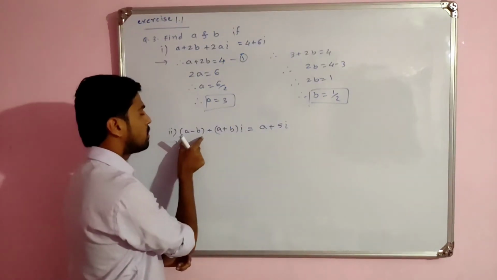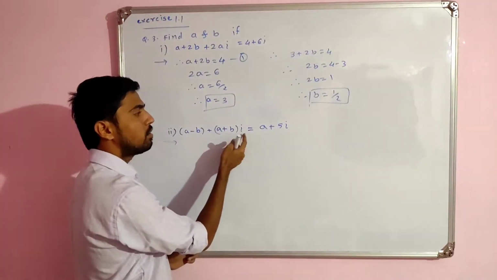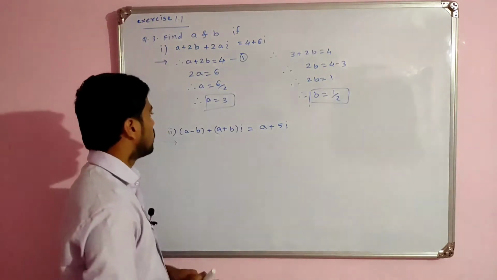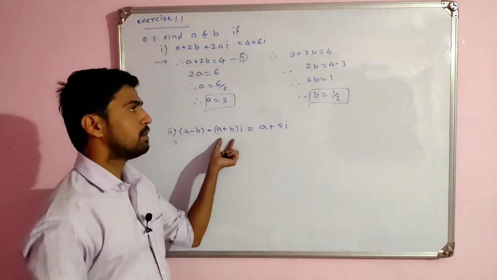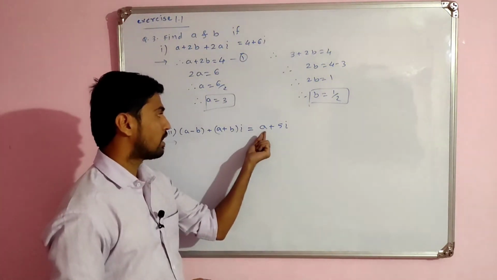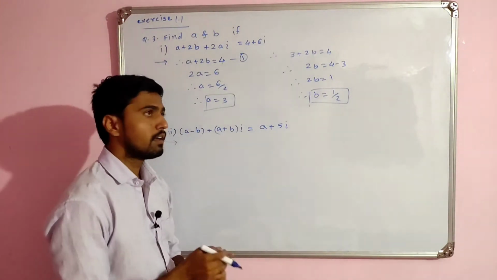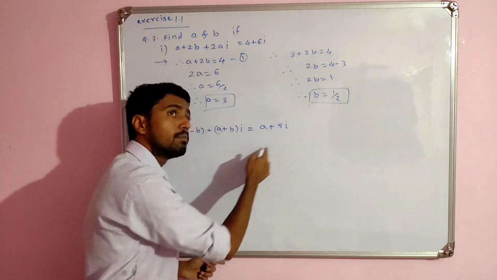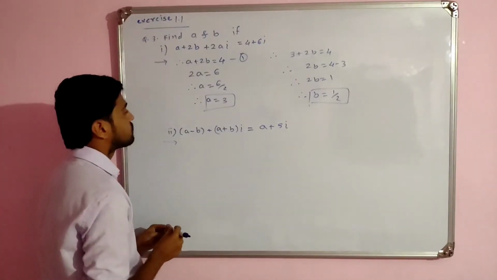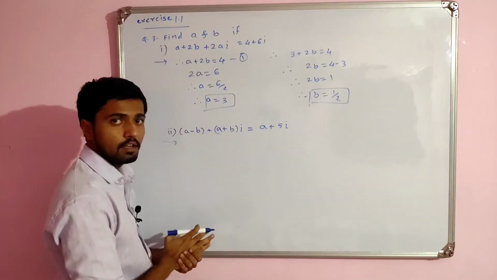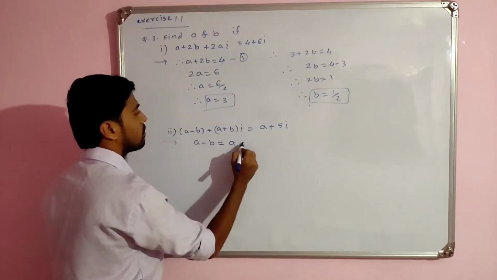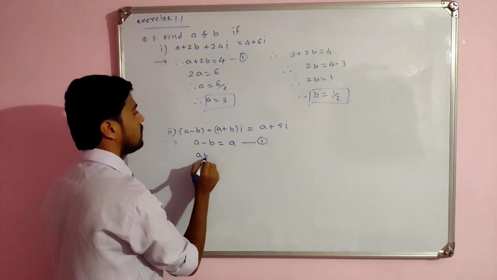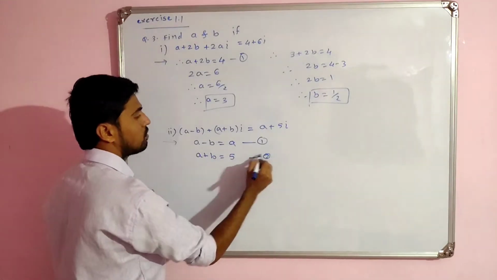Second, A minus B bracket plus bracket A plus B into I is equal to A plus 5I. So here A minus B, which is a real part, and A plus B, which is the imaginary part. Here also A is a real part and 5 is the imaginary part. Why imaginary part? Because here I is multiplied. Okay, so comparing real parts and imaginary parts separately, A minus B is equal to A, suppose this is equation 1, and A plus B is equal to 5, suppose this is equation number 2.